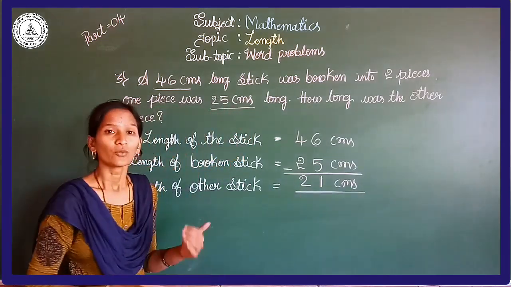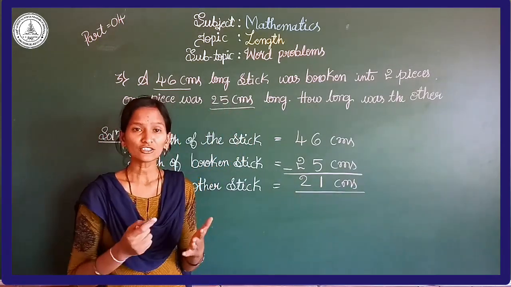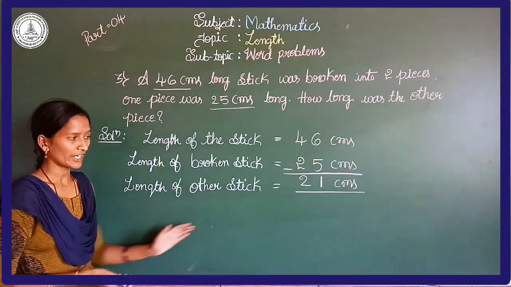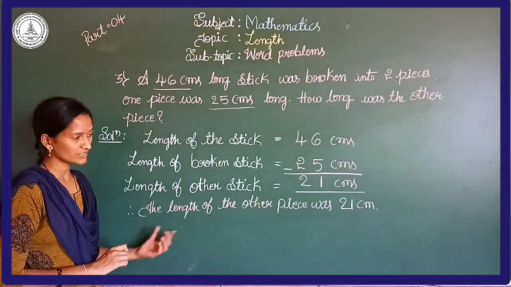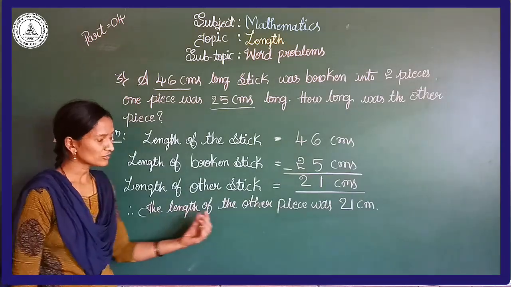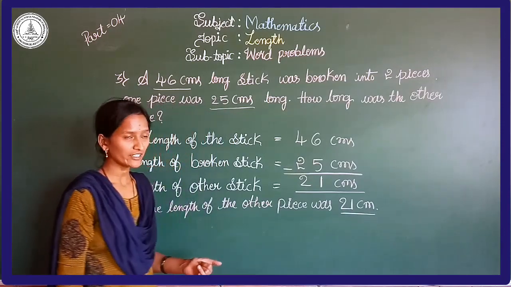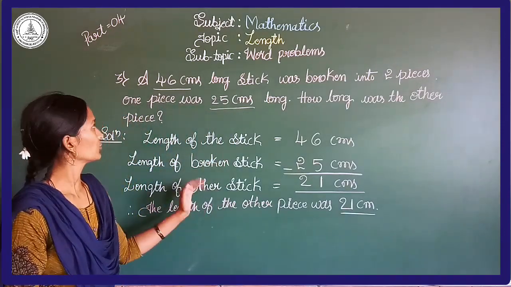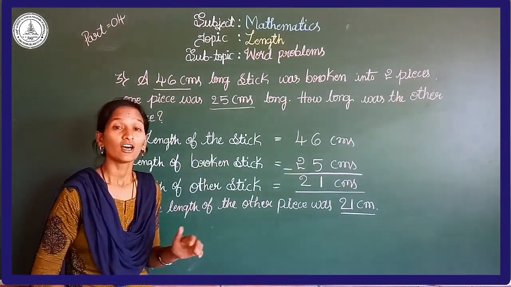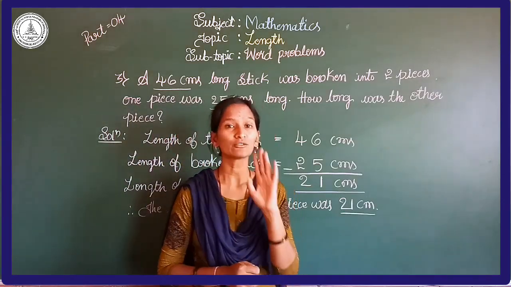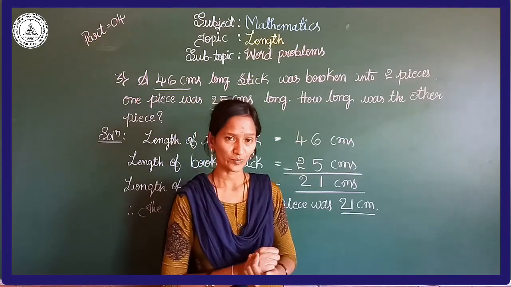So students, what is the conclusion statement? The length of the other piece was 21 centimeters. So write down here. Students, this is the conclusion statement: the length of the other piece was 21 centimeters. Right? So students, I showed how to solve the third problem along with the first problem. So you have to solve the second and fourth problems at home.